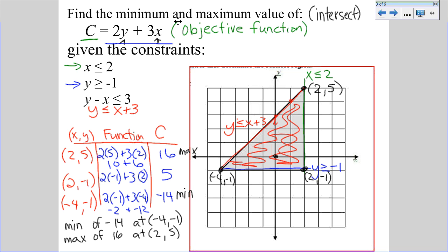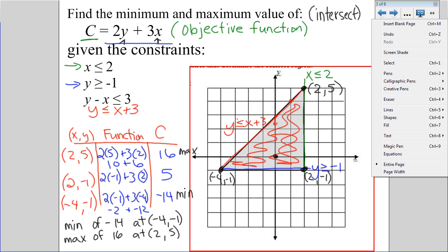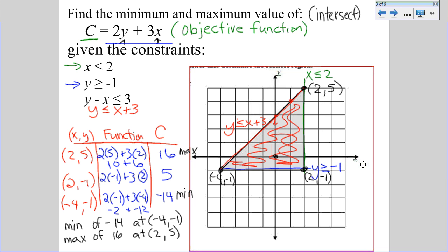If we take a look at our graph, let's see, I can get the highlighter pen. Here's where 2, 5 is. That's my maximum. Here's where negative 4, negative 1 is. That's my minimum. It really does kind of fit with what the graph shows us. The maximum was the highest point. The minimum was really our lowest point because they had the smallest x and smallest y. Not always going to work that way, ladies and gentlemen. It really depends on what that objective function was. But here, visually, it does make sense.